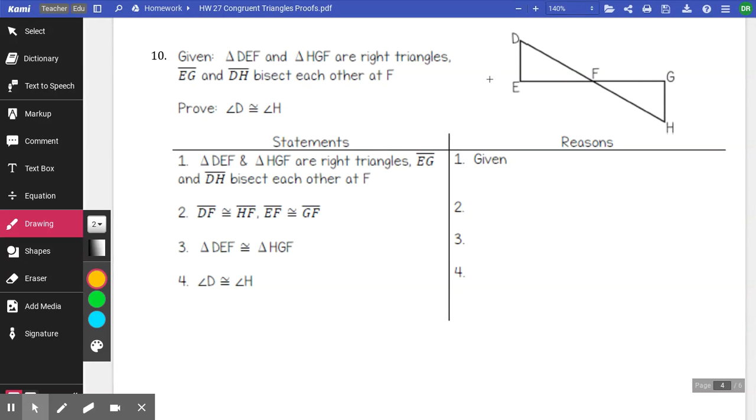Right, so in this diagram, we have two triangles meeting up at point F, which could be relevant to us later. We see our given information says that the two triangles are right triangles, and really something that they should have mentioned was which angles are the right angles. In that case, that's going to be angles E and G.